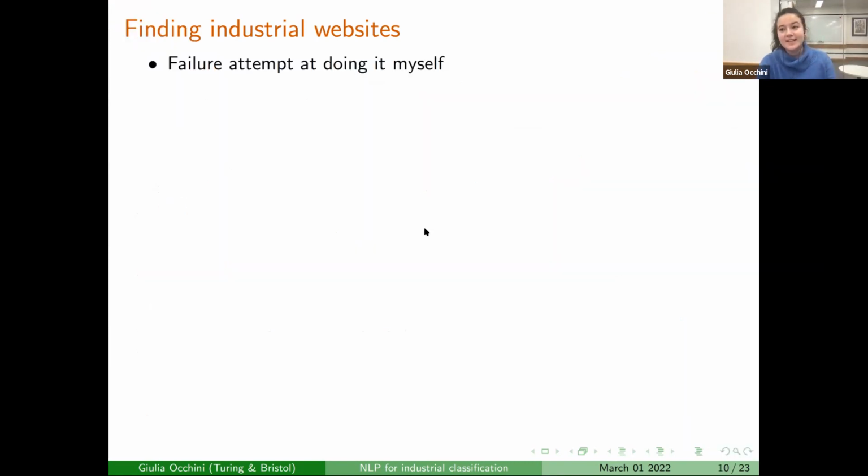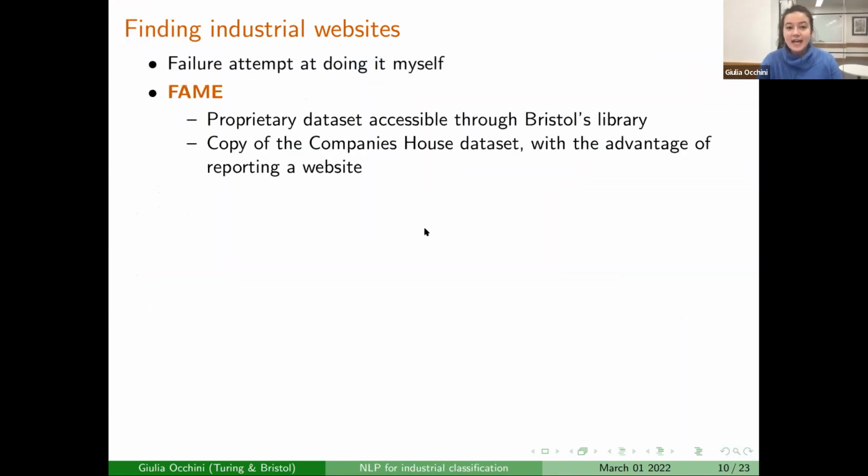So I failed at attempting to do this myself. And in the end, I had to rely on a proprietary data set. I relied on FAME, which is basically a copy of the Companies House data set with the advantage of reporting websites. FAME is very much famous in finance and business economic research.